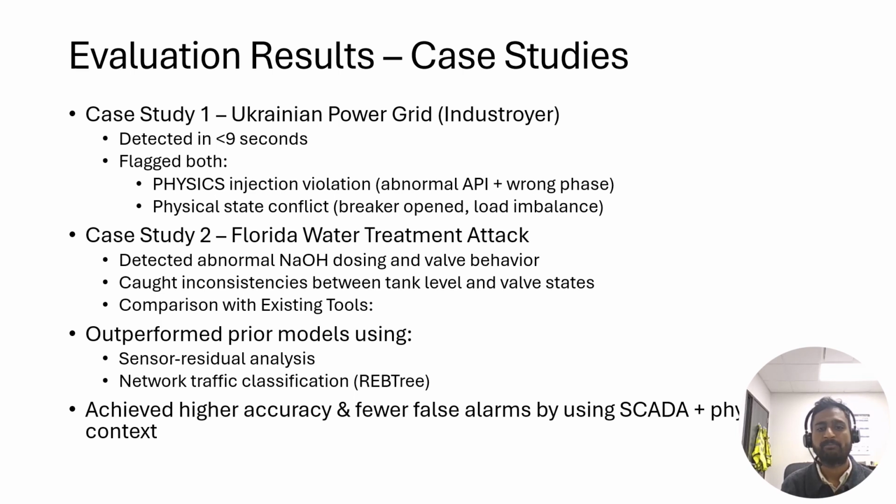So Scaphy detected this because it saw that there was an abnormal API in the wrong phase. So that's step one, the physics violation, and step two is the physical state conflict. Normally, you would expect the PLC to close the breaker, knowing that there's an imbalance in the load, but that didn't happen, meaning there's a conflict that's caused by this external bug or malware that opened the breaker. And Scaphy detected both of these in less than 9 seconds.